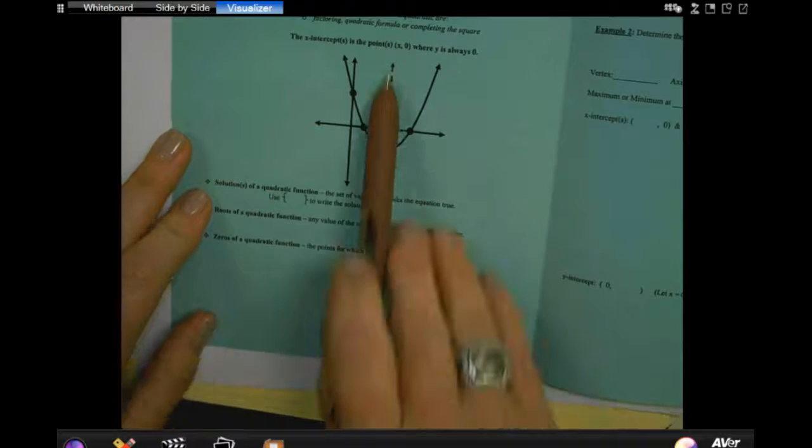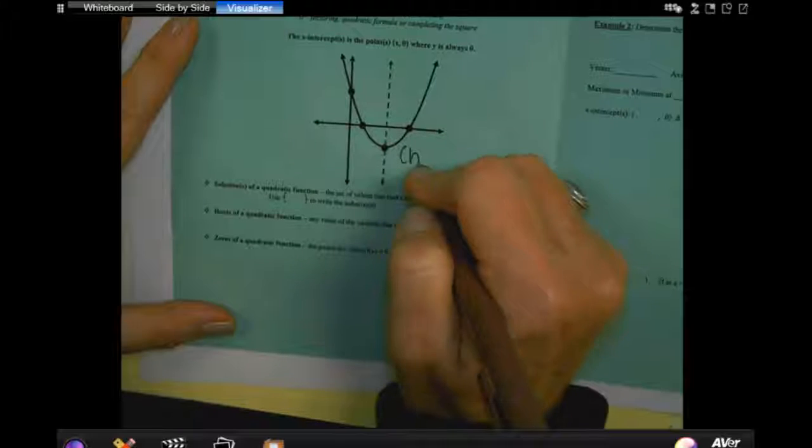Okay, so what we're going to do is talk about the characteristics of a quadratic. A quadratic has a couple things. It's going to have a vertex, and it's going to have the axis of symmetry. The axis of symmetry is where you can fold it in half. It's going to have the x-intercepts and a y-intercept. And the vertex, which is always h and k.